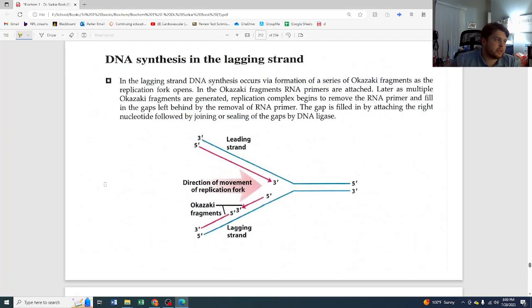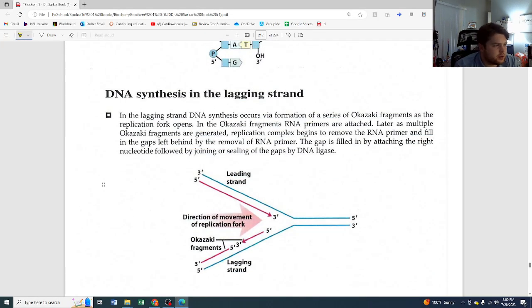DNA synthesis in the lagging strand. In the lagging strand, DNA synthesis occurs via formation of a series of Okazaki fragments. As the replication fork opens, in the Okazaki fragments, RNA primers are attached. Later, as multiple Okazaki fragments are generated, the replication complex begins to remove the RNA primer and fill in the gaps left behind by the removal of the RNA primer. The gap is filled in by attaching the right nucleotide followed by joining, or sealing the gaps, by DNA ligase.